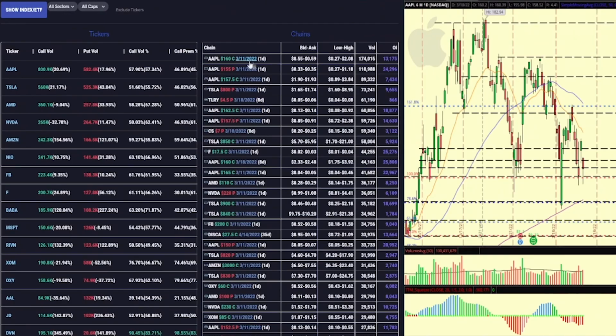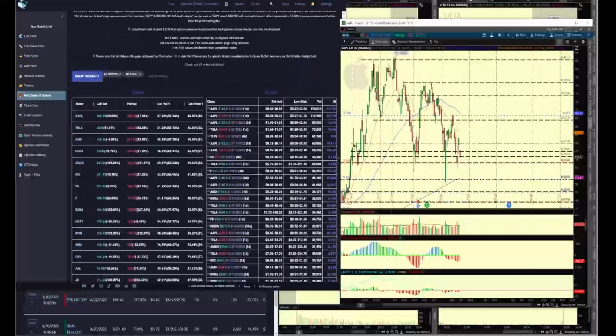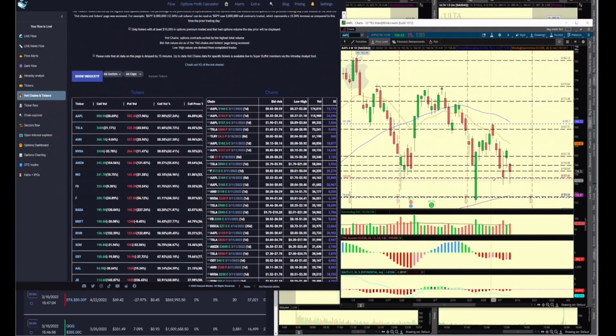So for example, here, we have a lot of March 11th Apple calls being one of the hottest chains. You're seeing the 160 call, 157 call, 162 call, 160, 165. These are all in the March month, and they're all getting a lot of attention in the hot ticker section here. Okay, so I pulled up the daily chart on Apple, and I'm taking a look at what's going on here.